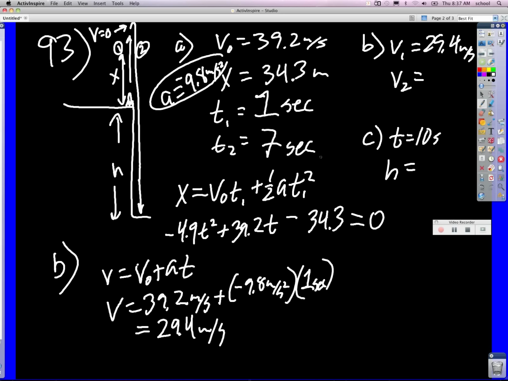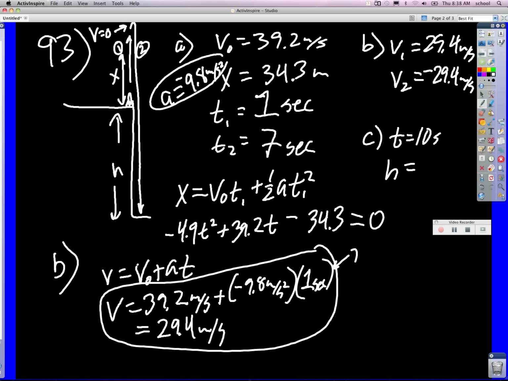And then finally, the question is, how high is this? Okay, so what we're looking at is we have a total time, we have an initial velocity, and we have an acceleration. So we're looking for x final, kind of. So x final is going to be v0t plus 1/2 at squared. Right, so that gives me x final is equal to 39.2 times 10 minus 4.9 times 100. So that's 392 minus 4,900.